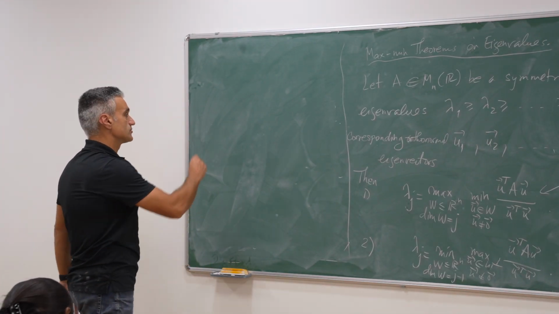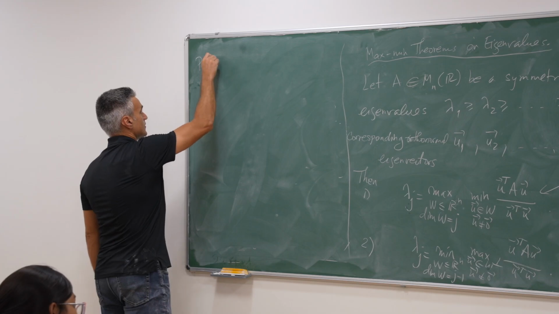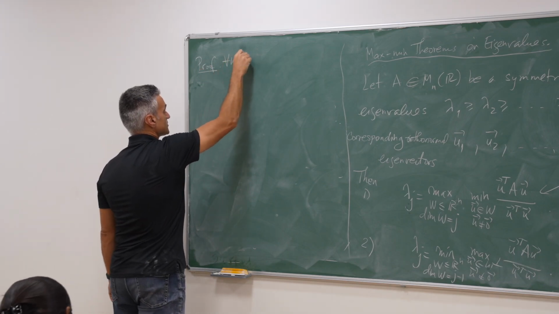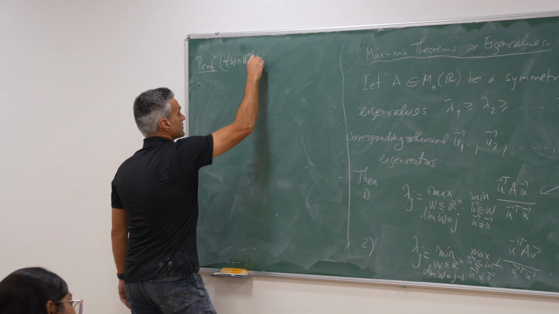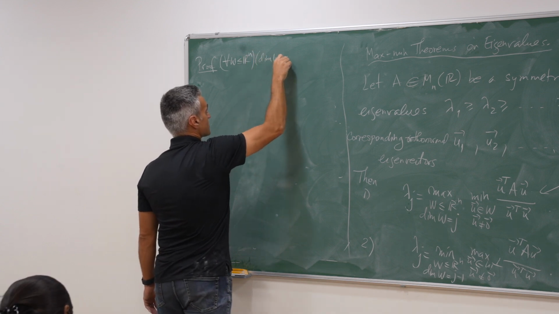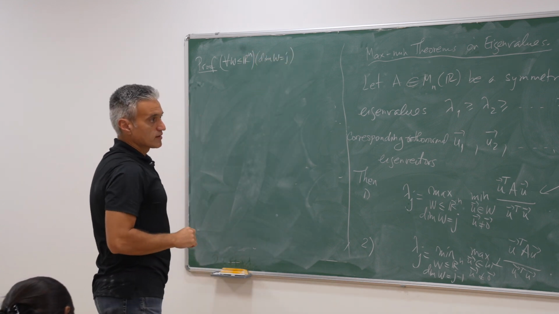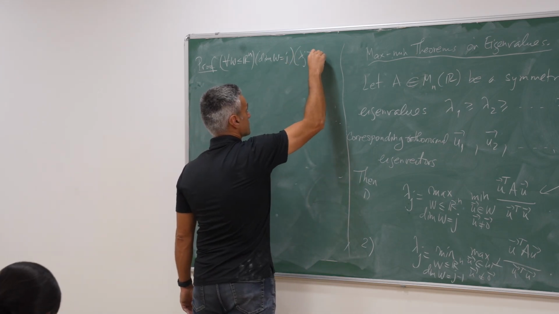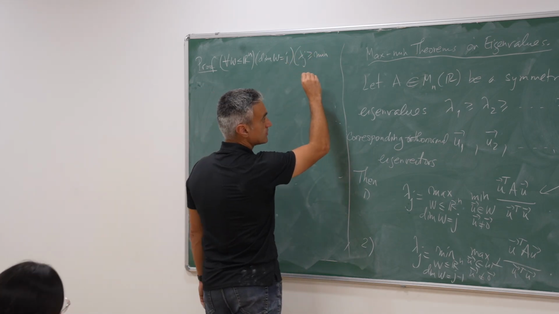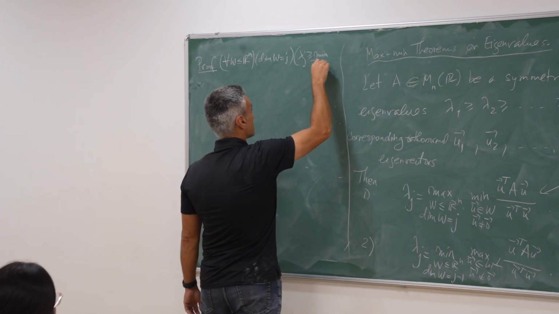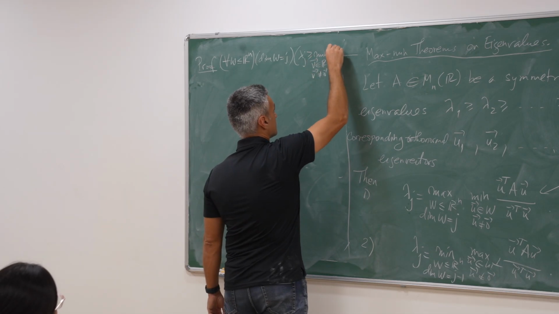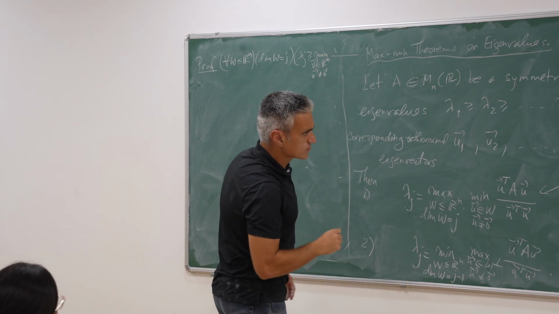Okay, for any W, so proof. What do I want to show? I want to show for any W subspace of Rn, dimension of W is j, I have that lambda j is greater or equal than the minimum over u in Rn.